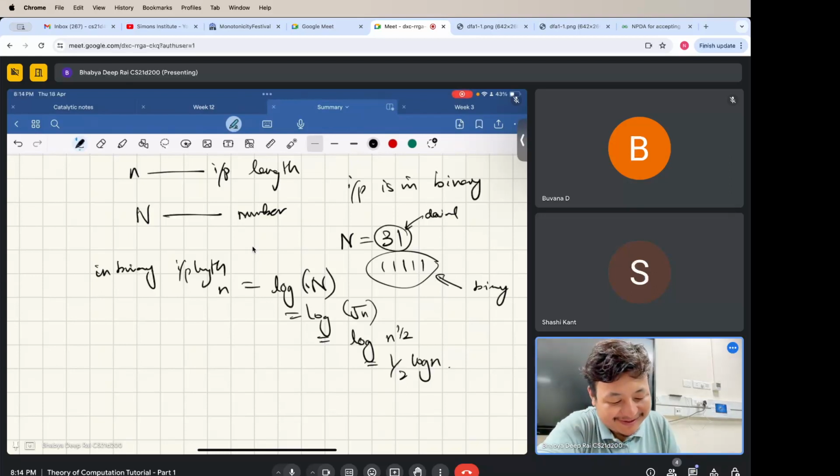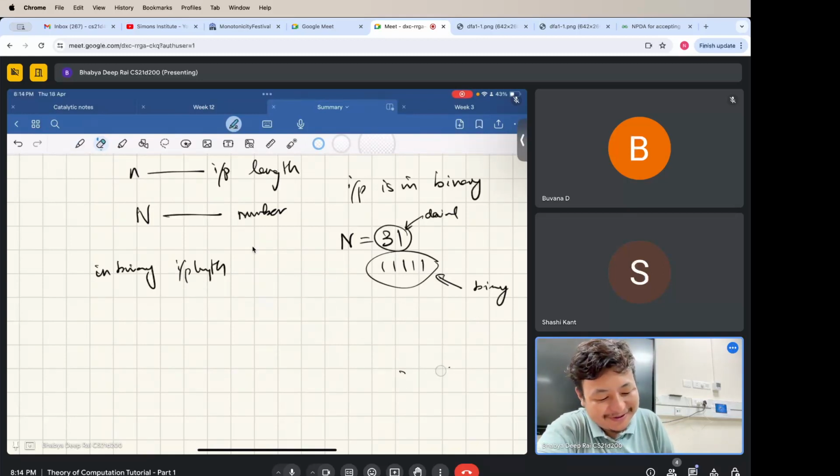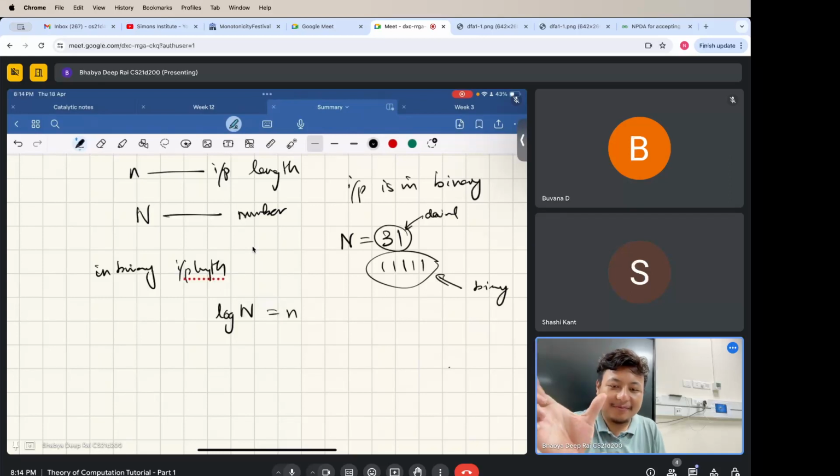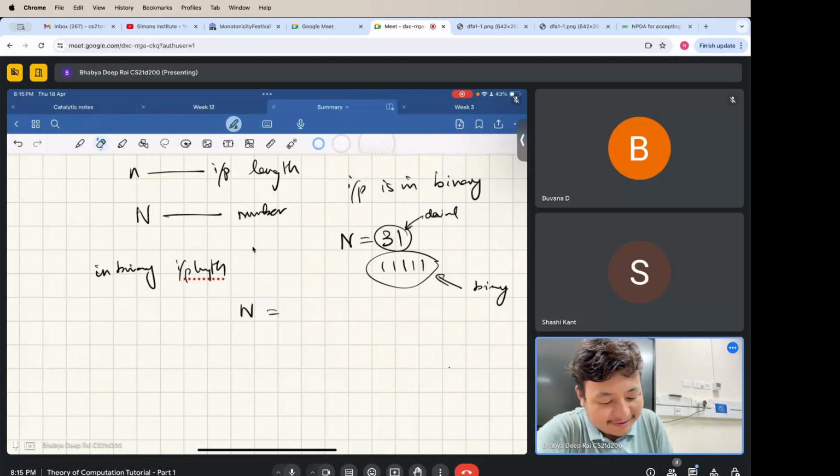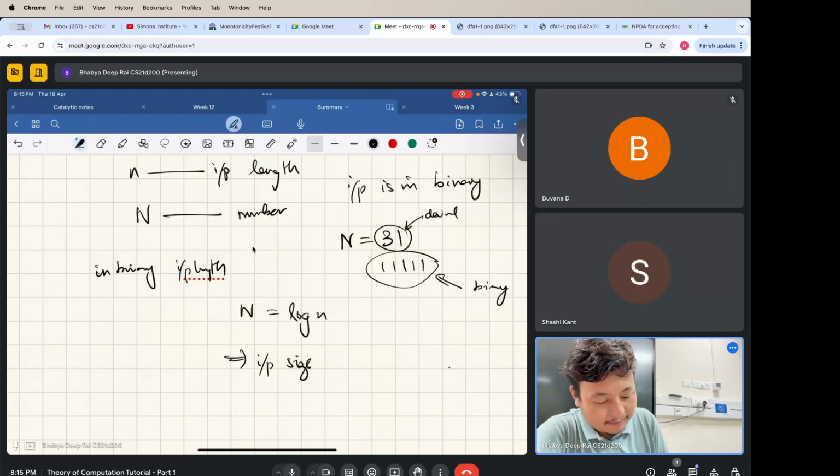Okay. Sorry, the input size will increase. It's the other way around. Log n is equal to the input length. The input size will be log n. Now, what does it mean? Input size is 2 to the n by property of log. This is base 2.